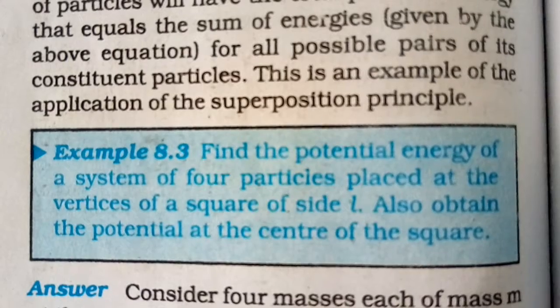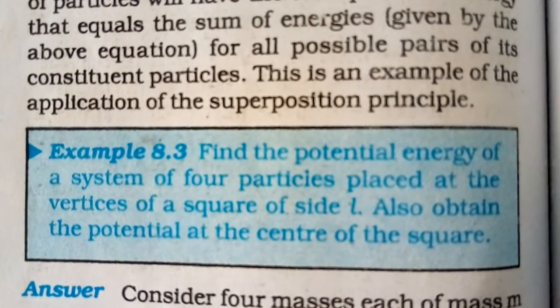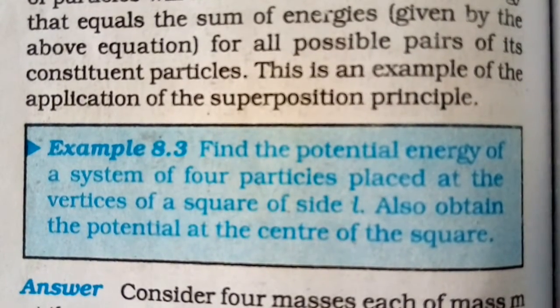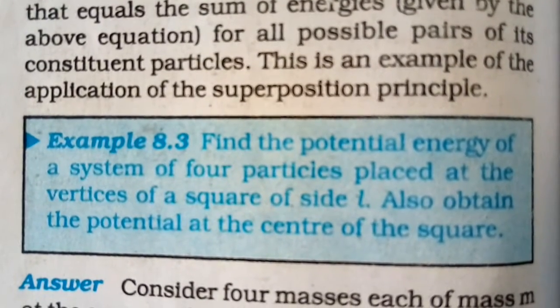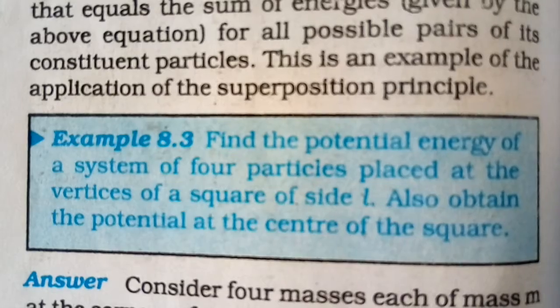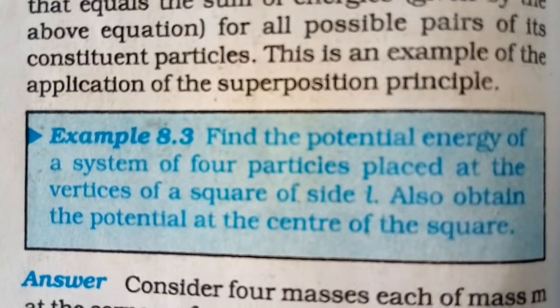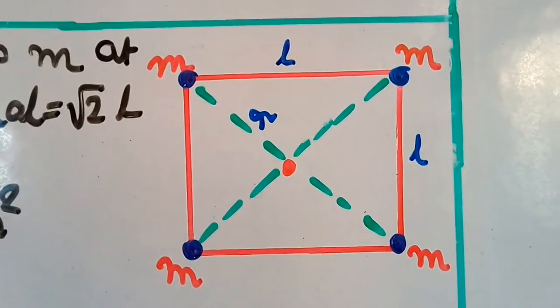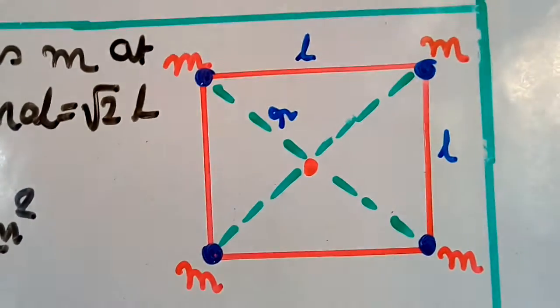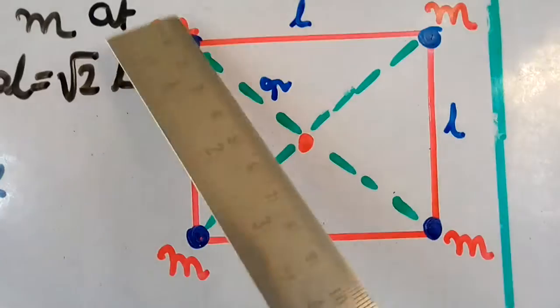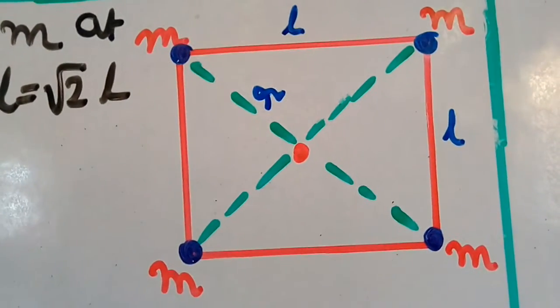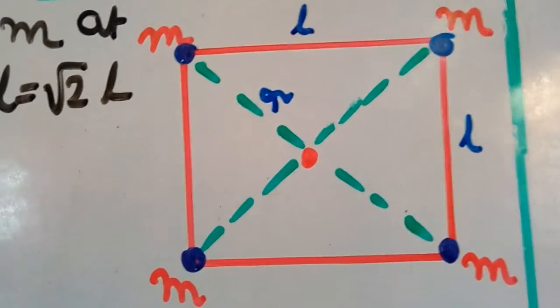Example 8.3. Find the potential energy of a system of four particles placed at the vertices of a square of side L. Also obtain the potential at the center of the square. This is a square of length L, all the sides are of length L. Four masses M are placed at the four corners, the vertices of the square.